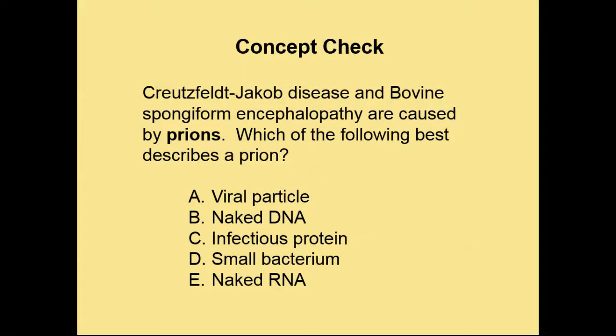So, concept check. Creutzfeldt-Jakob disease and bovine spongiform encephalopathy are caused by prions. Which of the following best describes a prion? Is it A, a viral particle, B, naked DNA, C, infectious proteins, D, small bacterium, or E, naked RNA? If you don't know the answer, pause the video and rewind, or check your notes. 1, 2, 3, 4, 5. The answer is C, infectious protein.